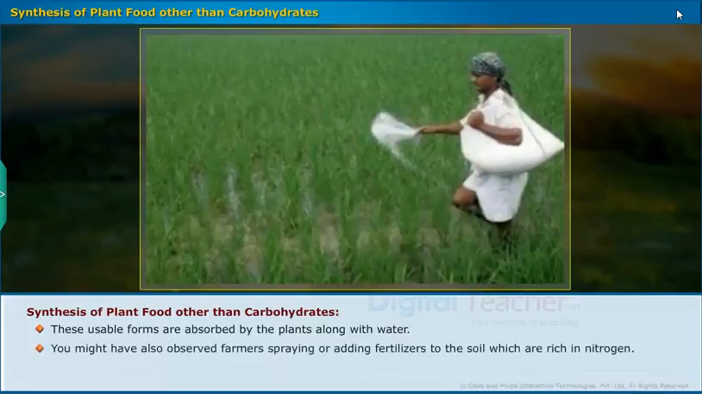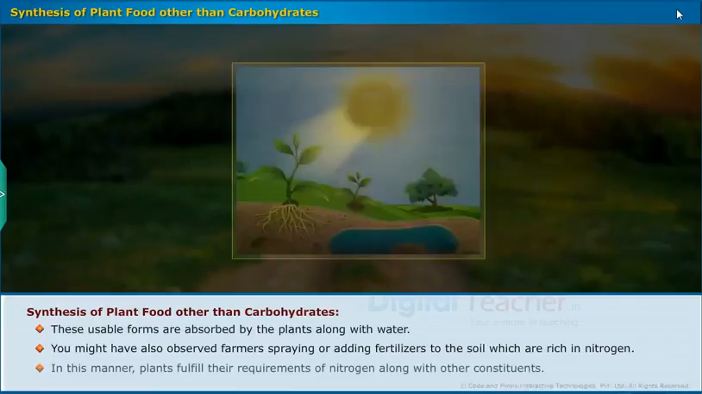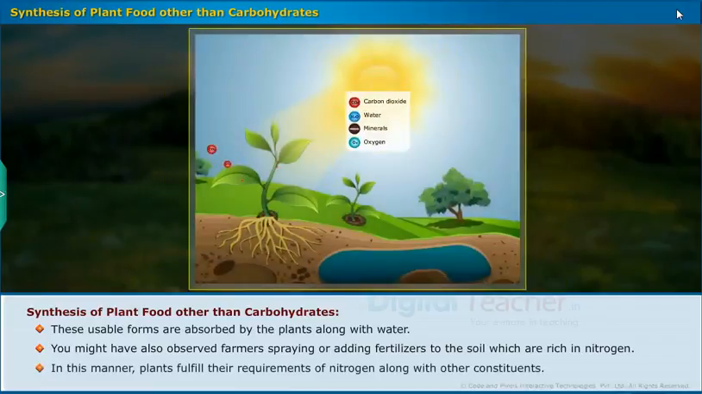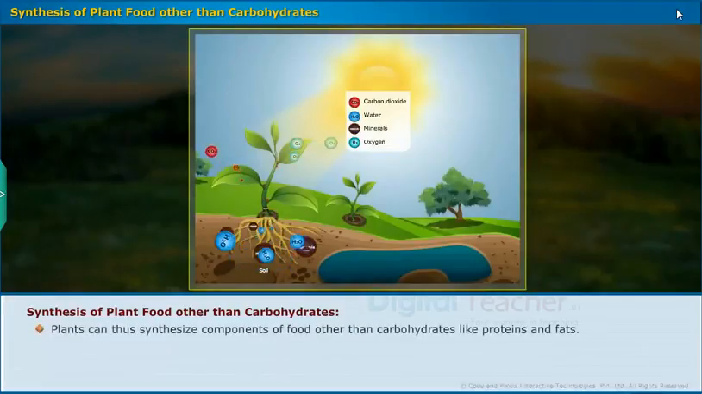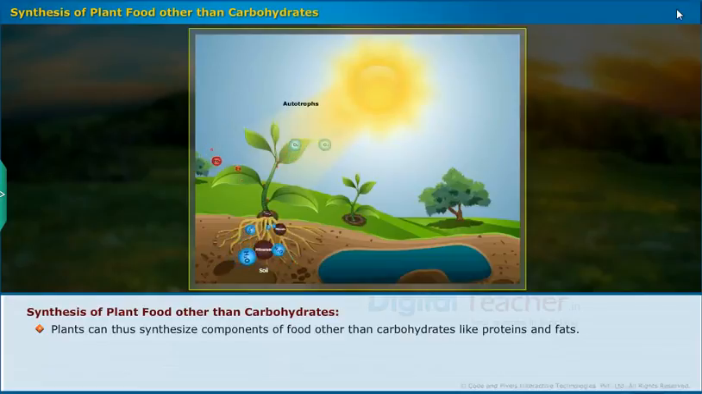You might have also observed farmers spraying or adding fertilizers to the soil which are rich in nitrogen. In this manner, plants fulfill their requirements of nitrogen along with other constituents. Plants can thus synthesize components of food other than carbohydrates, like proteins and fats.